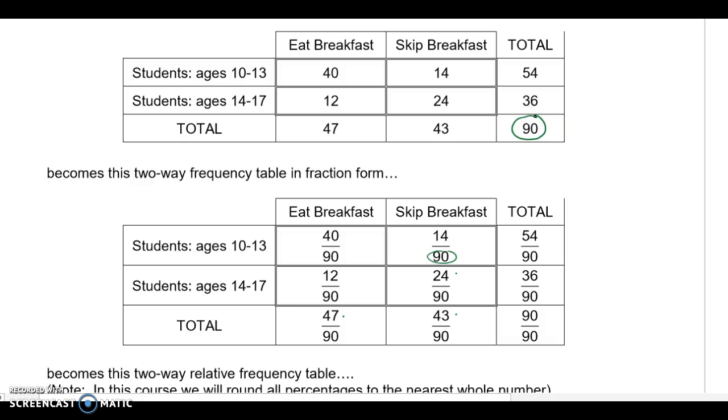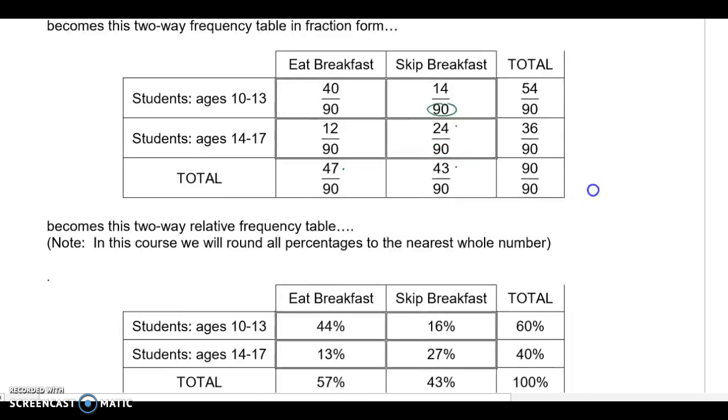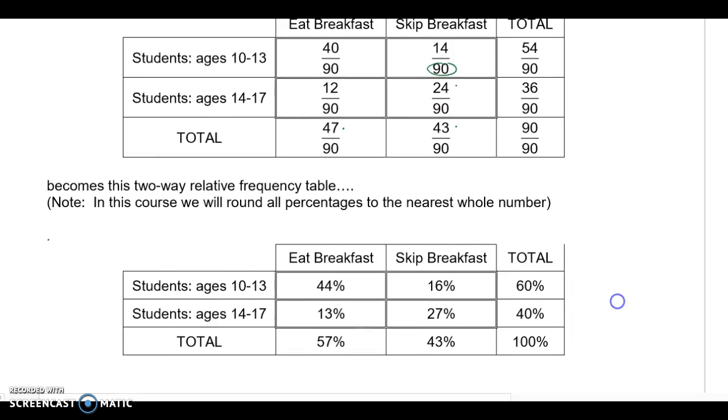So to create this relative frequency table, which in fractional form, we're going to take each of those numbers in the two-way table and divide by the total. But what we generally want to do is turn this into a percent, because that's just easier to compare everything. And so what we're going to do is take 40 divided by 90 to get it to 44. Basically, we're just going to take all these numbers and turn those into percents to get our values.